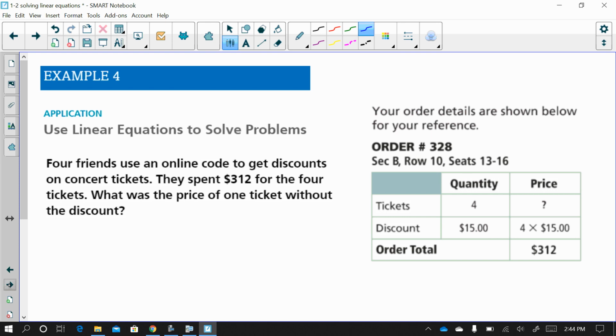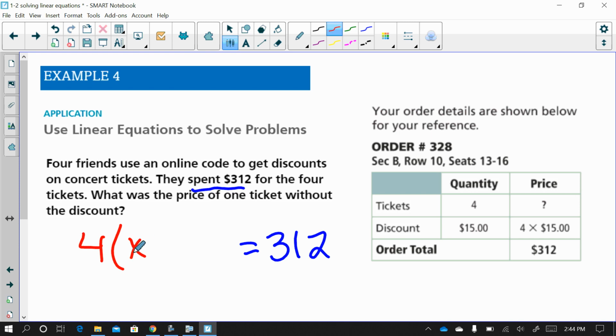Okay, example 4. We got another one here, another word problem. 4 friends use an online code to get discounts on concert tickets. They spend $312 for the 4 tickets. What is the price of 1 ticket without the discount? Okay, so I know that they spend 312. So my equation equals 312. Okay, so how many tickets did I buy? I bought 4. Do I know what the original price was? No, so let's call that x.